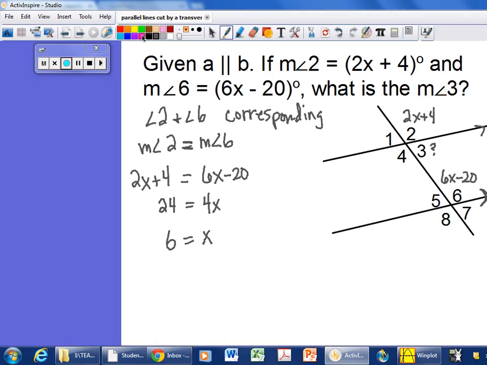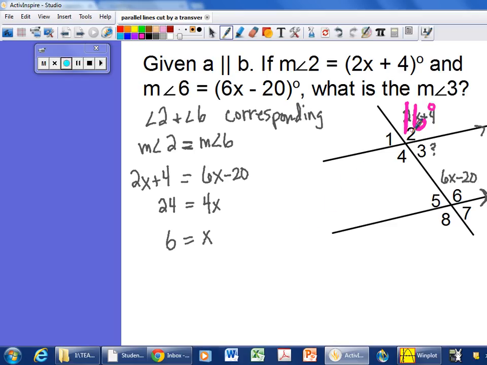So in order to calculate the measure of angle 3, I'm going to go ahead and figure out what the measure of these angles are. So if I plug this back in, 6 times 2 is 12. 12 plus 4 is 16 degrees. So this angle is 16 degrees. I know it doesn't look like it. This does not look like a 16-degree angle, but the math that we just did says that it's a 16-degree angle. So it looks like I have drawn this picture horribly wrong.